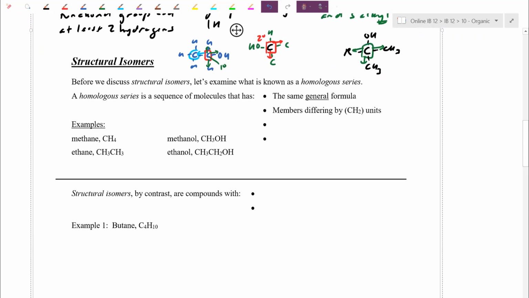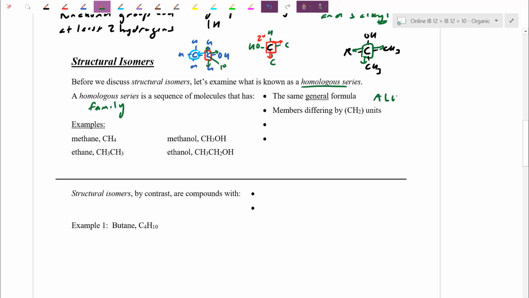The type of isomer we're going to look at in today's lesson are referred to as structural isomers. These ones physically require you to break bonds to actually convert from one form to the other. So before discussing these structural isomers, let's recap. We saw this term 2 days ago with homologous series. A homologous series is basically a family of molecules. Homologous series were chemicals that had the same general formula.